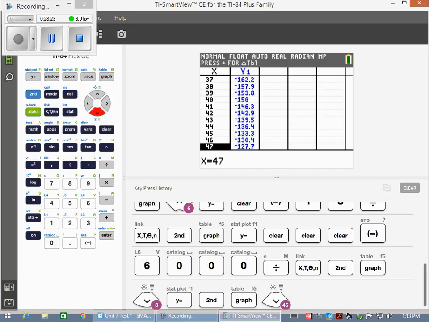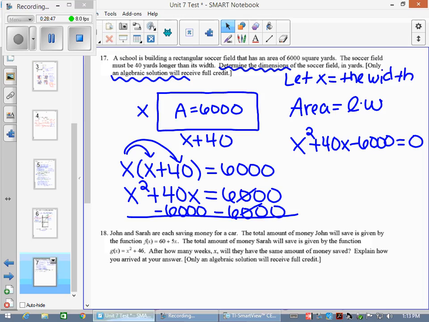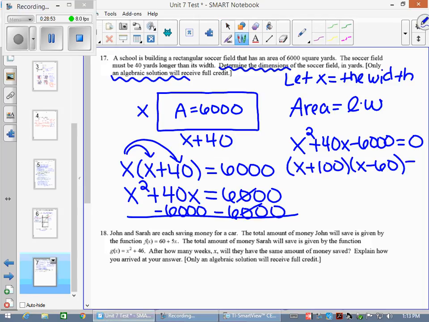And I see some more whole numbers, 60 and 100. If I subtract those numbers in the right order, I can definitely get to 40. If I want the 40 to be positive, instead of positive 60, negative 100, I'm going to use positive 100 and negative 60. So x plus 100, x minus 60 equal to 0. Solving to get both of these factors equal to 0 gives me solutions of negative 100 and positive 60.